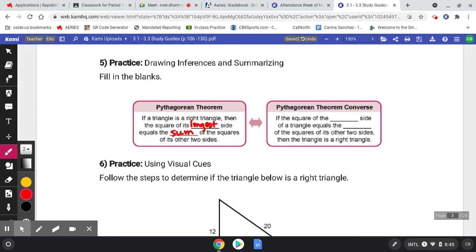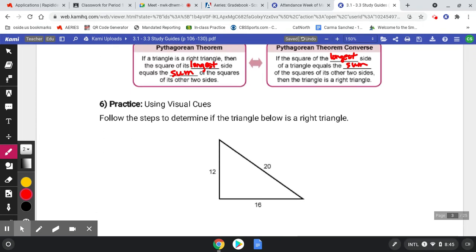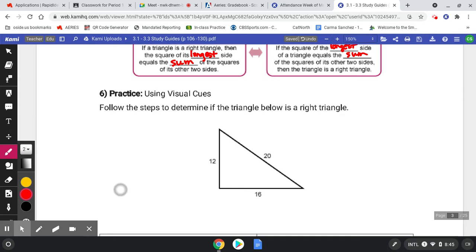What's the converse of that? If the square of the longest side of a triangle equals the sum of the squares of the other two, then it is a right triangle. So we can also use this theorem to prove that something is a right triangle. If I give you all three side lengths, we can test it to see if it's equal.